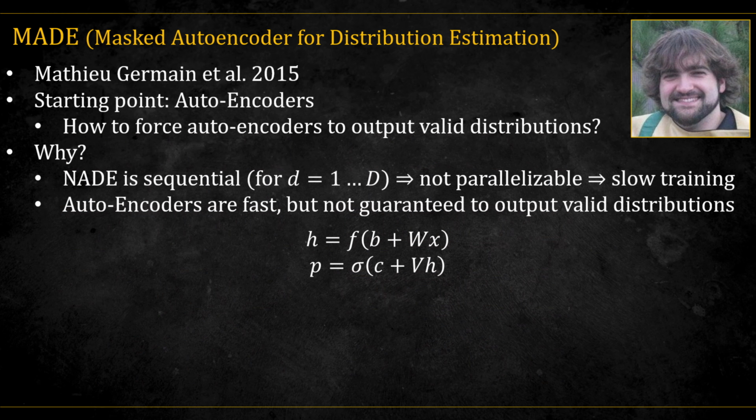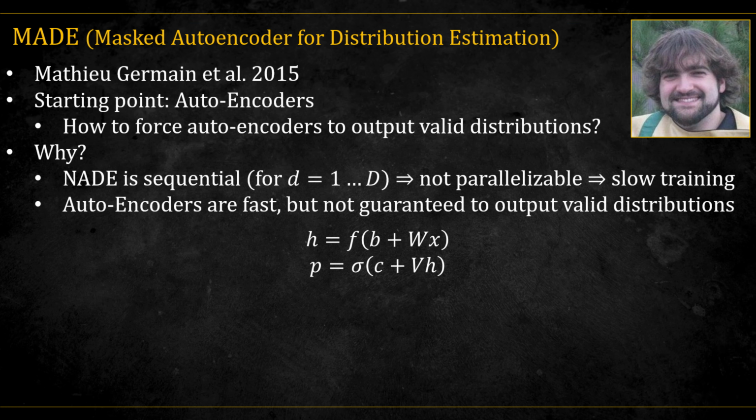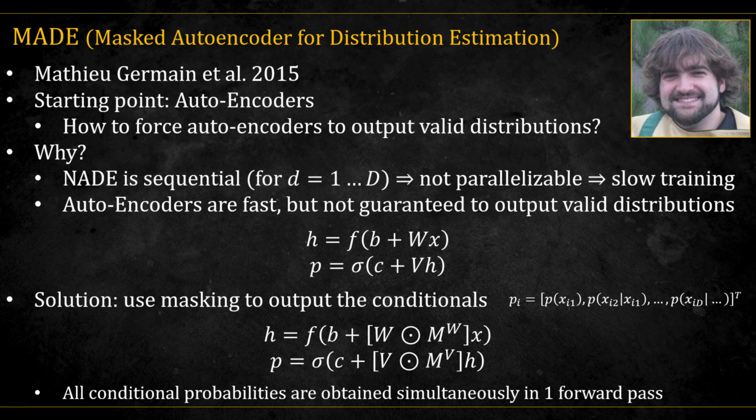The next important improvement is MADE, or Masked Autoencoder for Distribution Estimation. It was introduced by Germain, I hope I'm pronouncing his name right, and several of the authors behind NADE, but takes a rather different starting point, autoencoders. So the problem with NADE is that, as we saw, it's sequential, meaning it's not parallelizable, and so training is slow. Autoencoders, on the other hand, are fast, but are not guaranteed to output valid distributions. So the MADE solution is to use masking in order to force the distribution to be a valid one. That is, a factorization of conditionals.